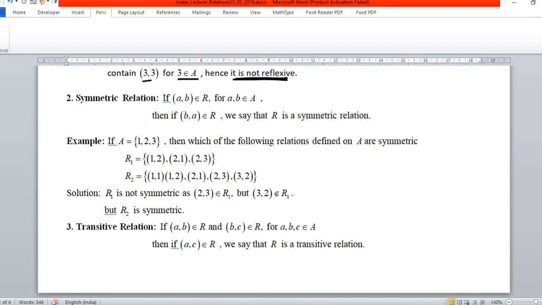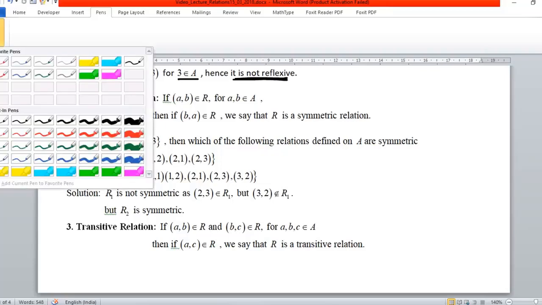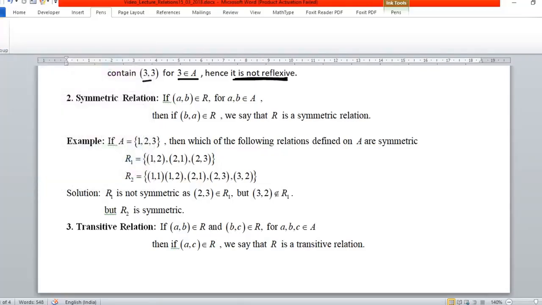The next type is a symmetric relation. In a symmetric relation, if (a, b) belongs to R, for a and b belonging to set A, then (b, a) also belongs to R, and we say that R is a symmetric relation. As the name suggests, for every (a, b) belonging to R, we need the symmetric element (b, a) belonging to R for R to be symmetric in nature.